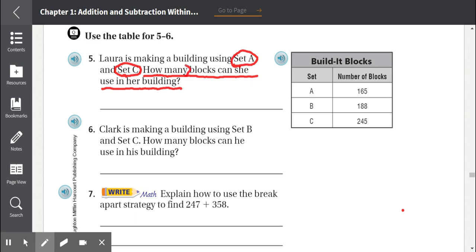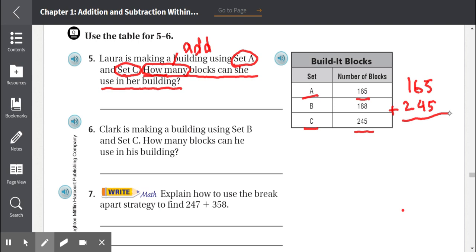So we know the words how many mean to add. Now, we need to look for set A and set C. So building blocks, we have set A, B, C. A had 165, B had 188, C has 245. They're asking for set A and set C. And now we know, because our keyword says how many, we have to add them. So 165 plus 245.